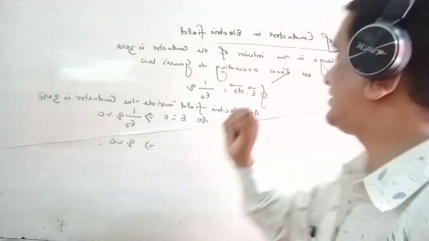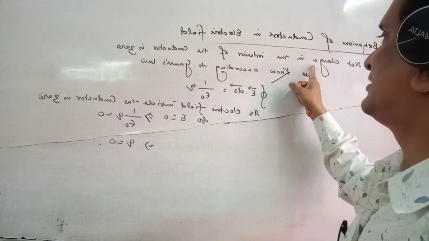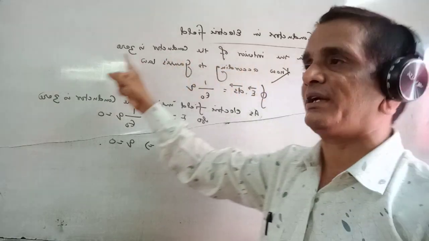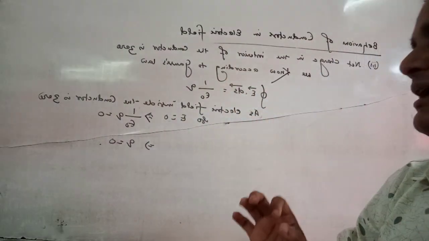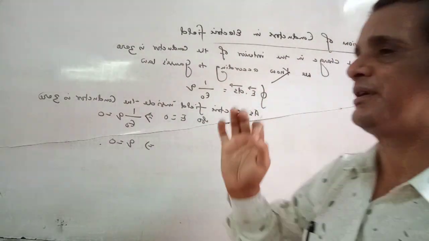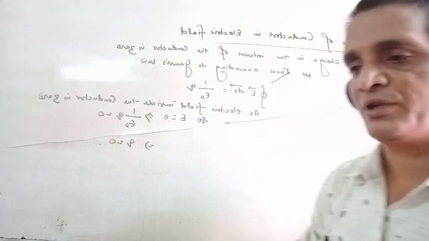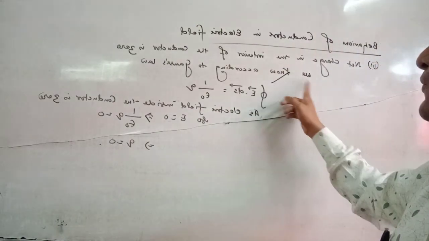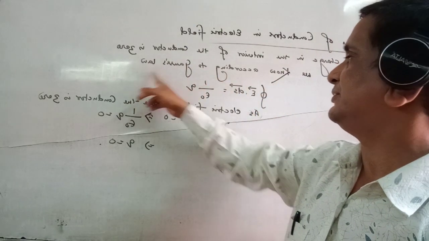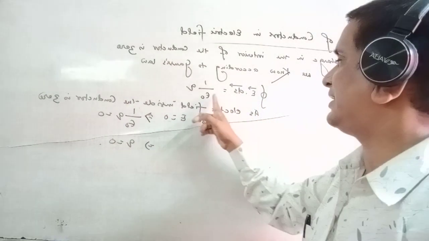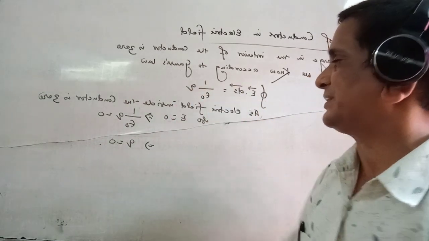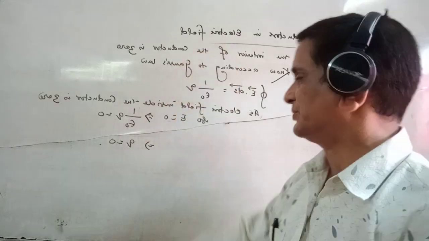The third point is that the net charge in the interior of a conductor is 0. When the electric field is given, the net charge in the interior of a conductor is 0, and we are going to prove it. We know according to Gauss law, the closed integral of E vector dot dS vector is equal to 1 by epsilon into total charge. Let the charge be Q.